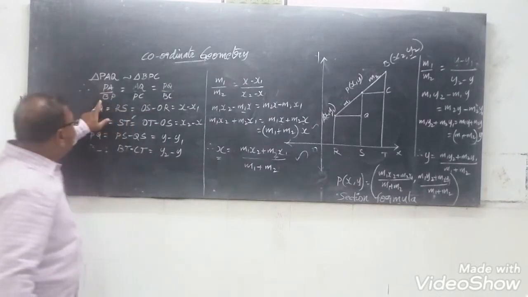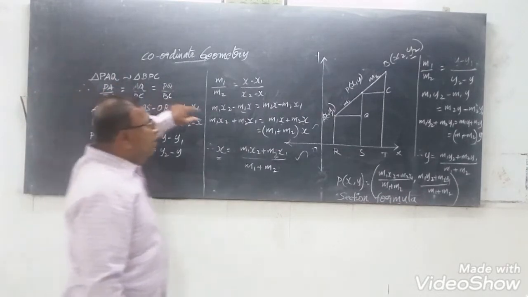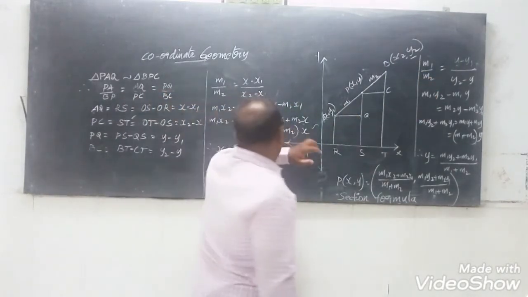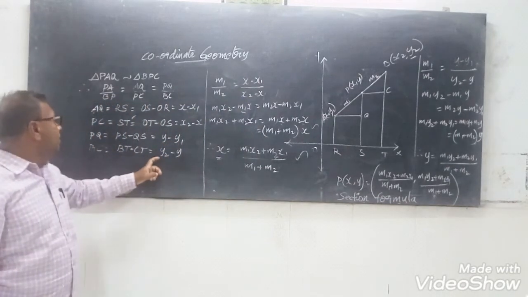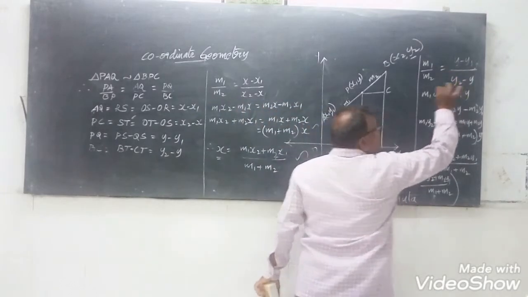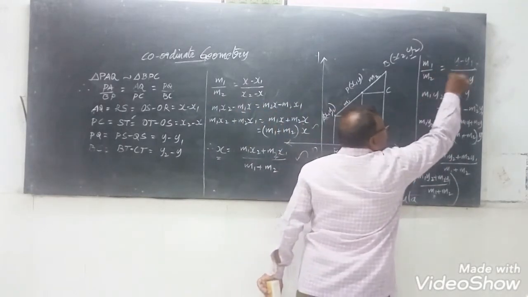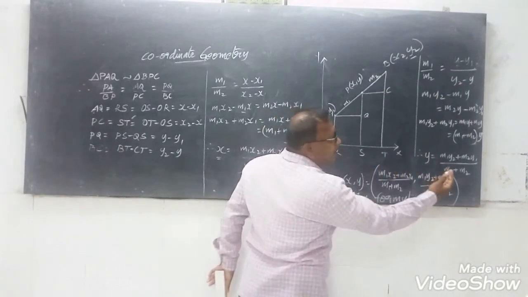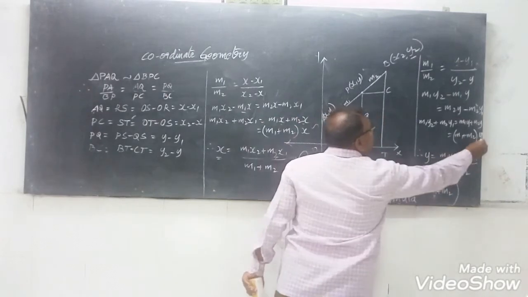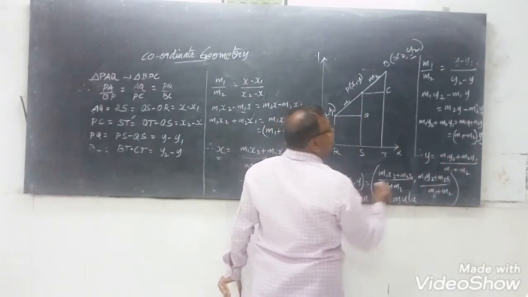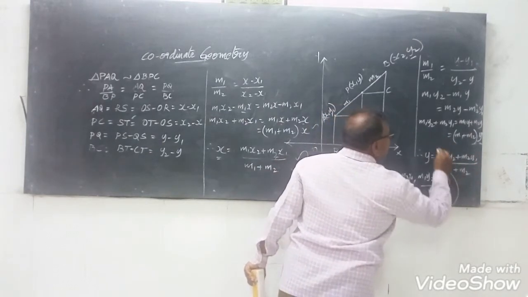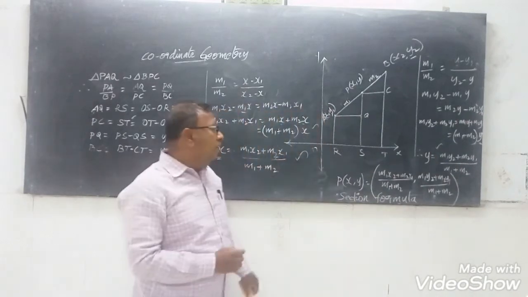Now again consider this and this part. So again m1 by m2 is equal to PQ by BC. PQ is y minus y1, by BC, which is y2 minus y. Same process we are employing here, that is, we are simply cross multiplying and writing the like terms on one side. So y is common, and we get y is equal to m1 y2 plus m2 y1 by m1 plus m2. So what I have got is the y coordinate.